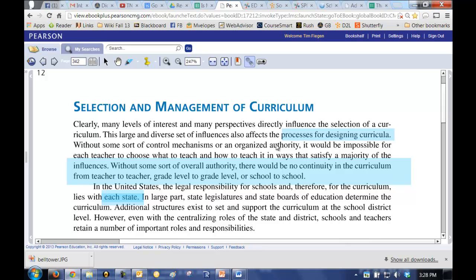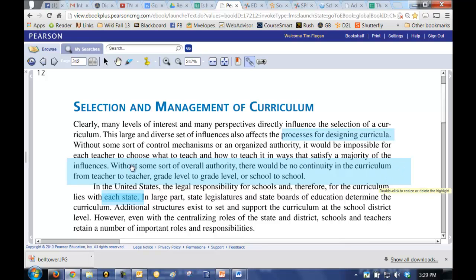Let's talk about selecting and management of the curriculum. So why is this important? Where does all this come from? Well, a large, diverse set of influences affect the process of designing curriculum. So we talked about the standards. Now, what do the standards mean without this part, designing it? Without some sort of control mechanism or an organized authority, it would be impossible for each teacher to choose what to teach and how to teach in ways that satisfy a majority of the influences.